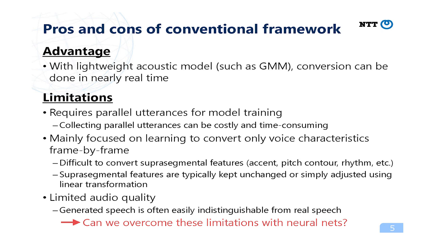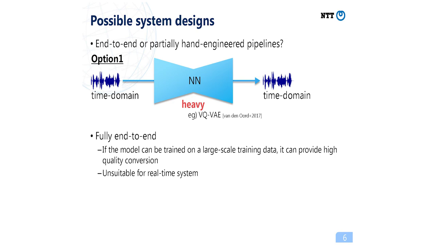So the natural question is, can we actually overcome these limitations with neural nets? So when we are using a neural network approach, it is important and interesting to discuss how we should design the overall system. The first option is a fully end-to-end system, which directly converts time domain waveform into time domain waveform. One such example is called VQVAE, Vector Quantized Variational Autoencoder. This framework is, of course, fine if the model can be trained on large-scale training data. But I believe it is unsuitable for real-time systems since the network to train will be heavy and very large.